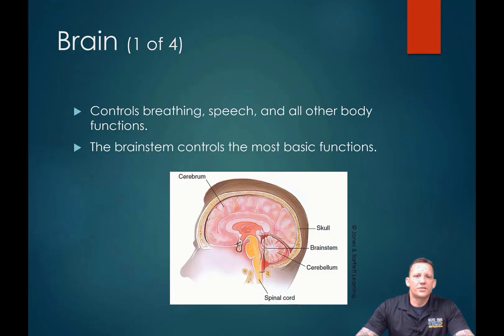Now we're going to talk a little bit about the structures of the brain. You guys can see the cerebrum, the skull, the brainstem, the cerebellum, and the spinal cord. And so the hypothalamus and the pons live kind of in that lower part of the brain that runs into the spinal cord.